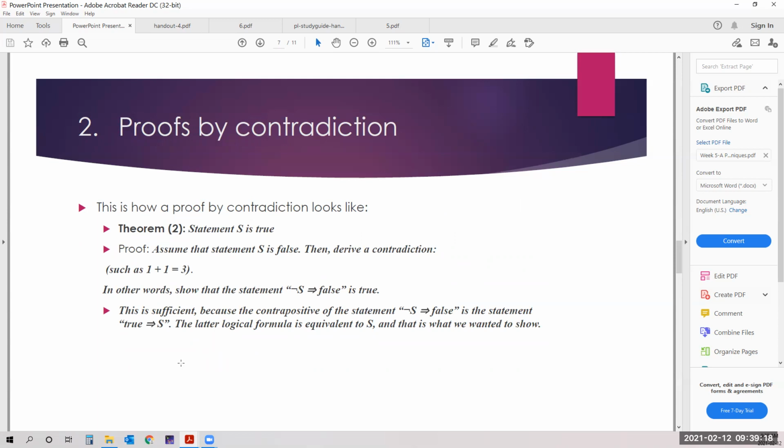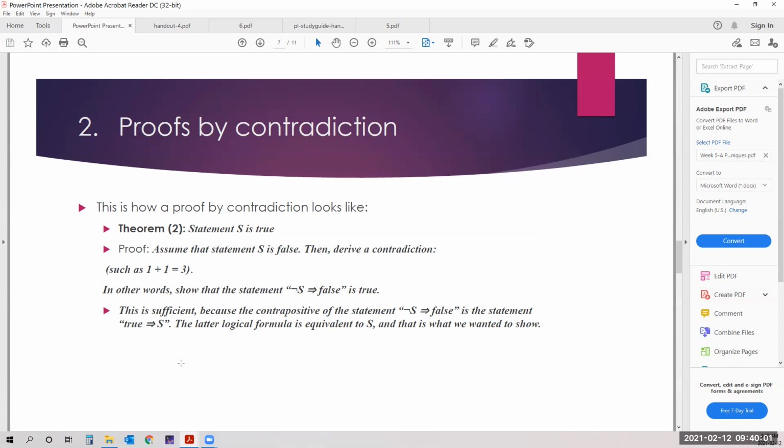Proof by contradiction. This is the way that we use the pumping lemma. This is how a proof by contradiction looks. Theorem 2: statement S is true. Proof: assume that statement S is false. Then derive a contradiction, such as 1 plus 1 equals 3. In other words, show that the statement "not S is false" is true. This is sufficient because the contrapositive of the statement "not S is false" is the statement S is true. The latter logical formula is equivalent to S, and that is what we want to show.